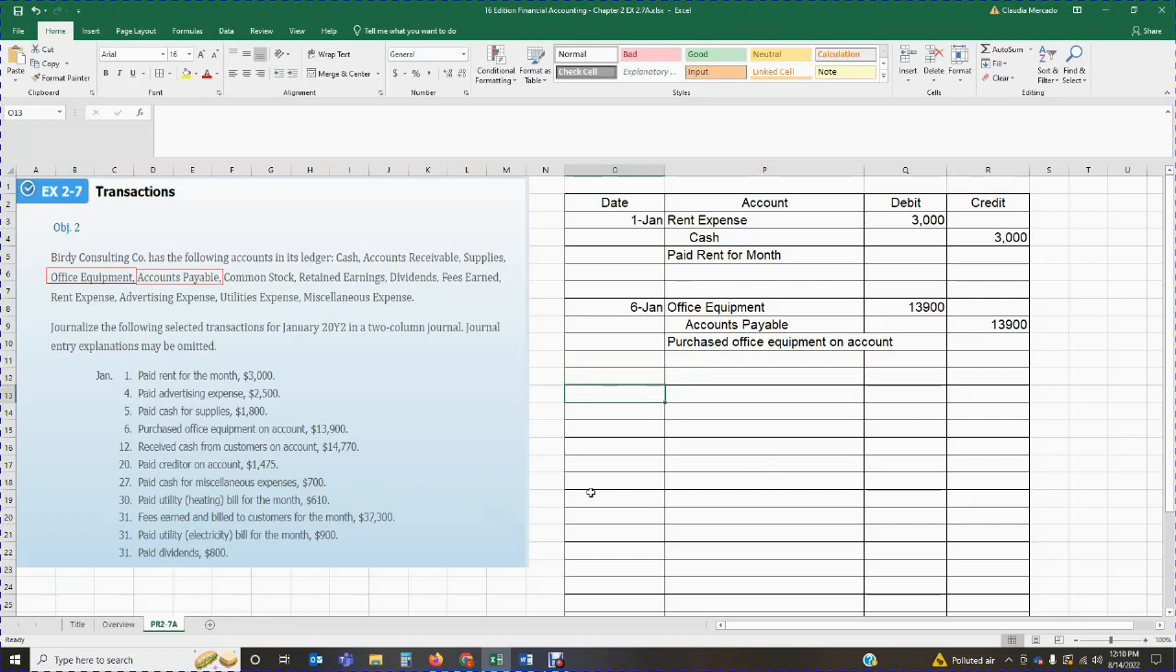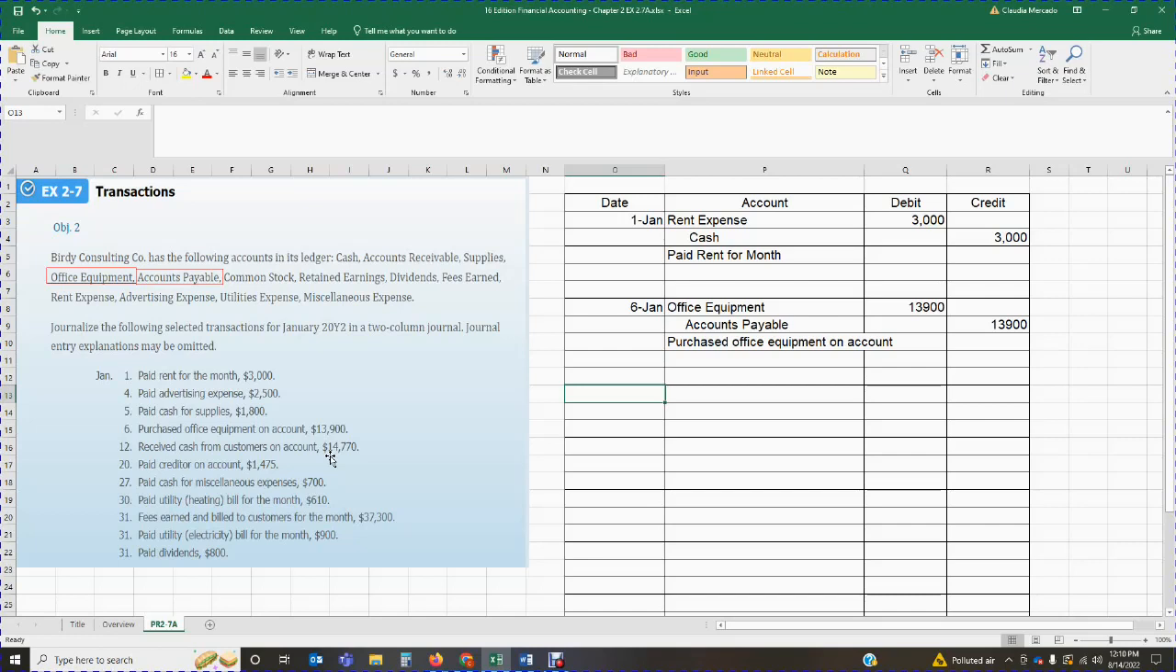Now let's look at the 12th. You receive cash from customers on account, $14,770. You receive cash from customers on account. So, what does that mean? That means that some of your customers owed us money. We are the company. We had provided, we had maybe sold something. The customers owed us money.